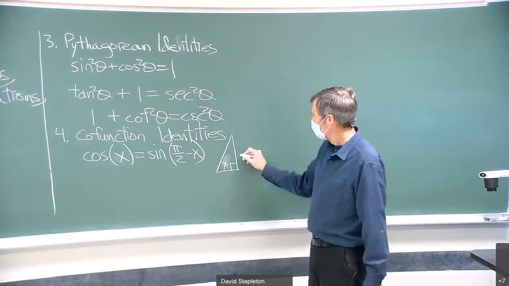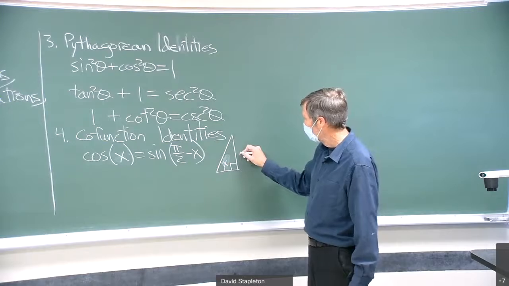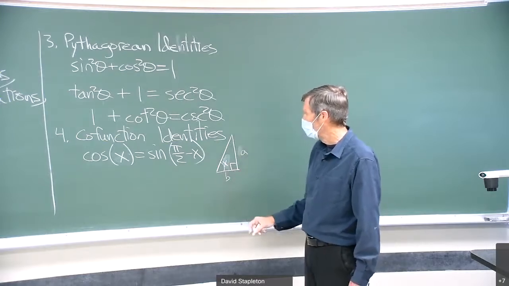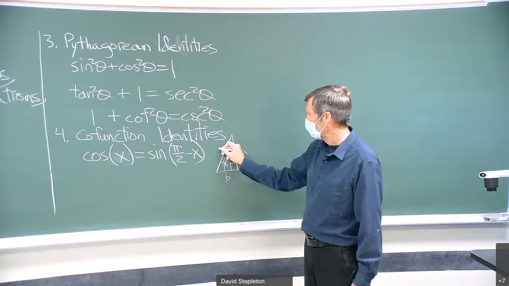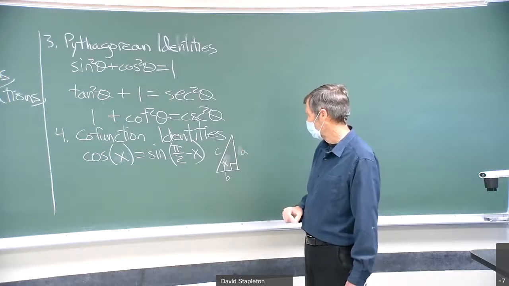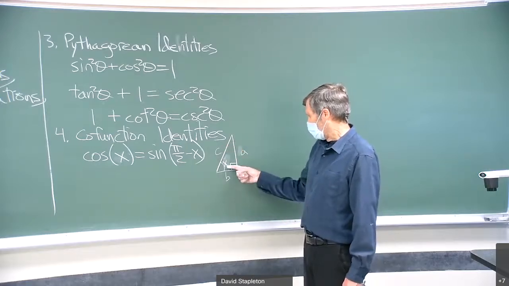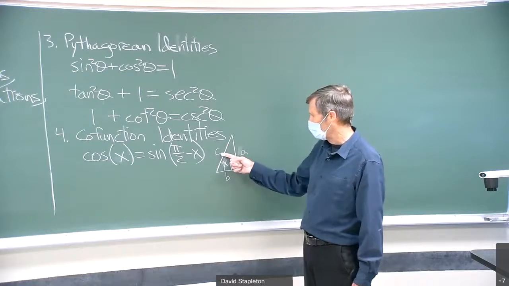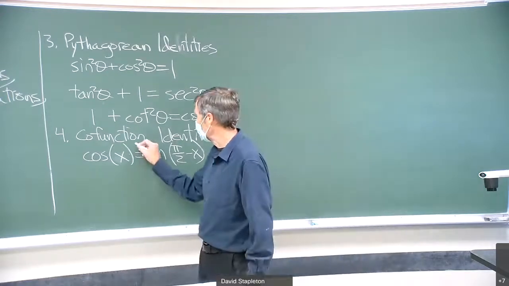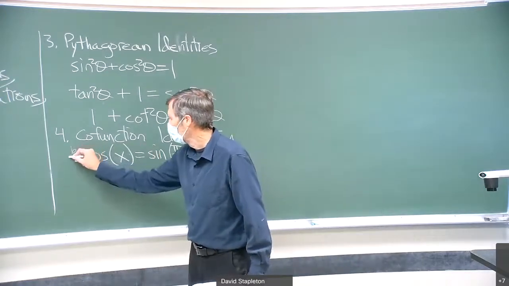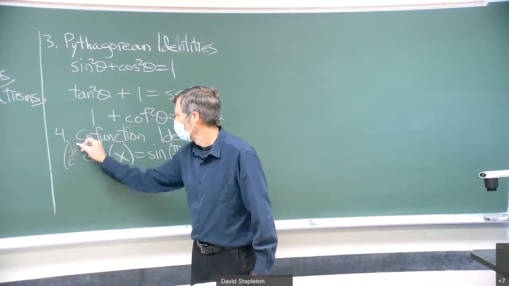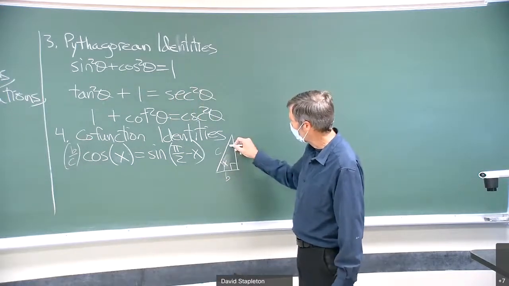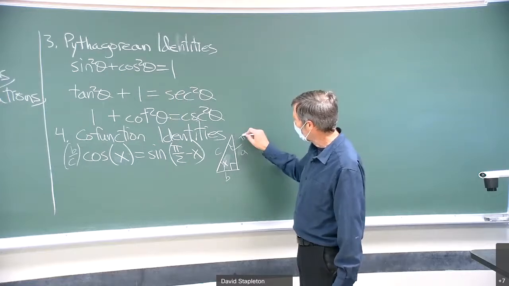Now, here's the opposite side. Maybe I'll call this A, and here's the adjacent side, B. And here's this one, C, right? The hypotenuse. The cosine of x is the adjacent over the hypotenuse, right? B over C. This is B over C. Adjacent over hypotenuse. Now this one here is pi over 2 minus x.